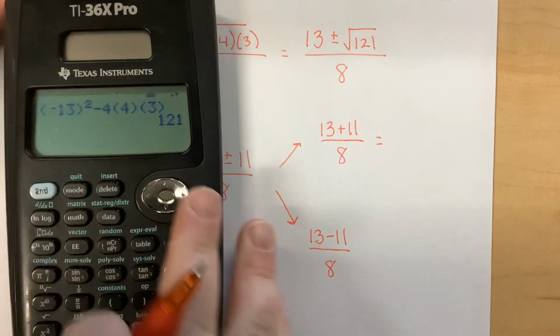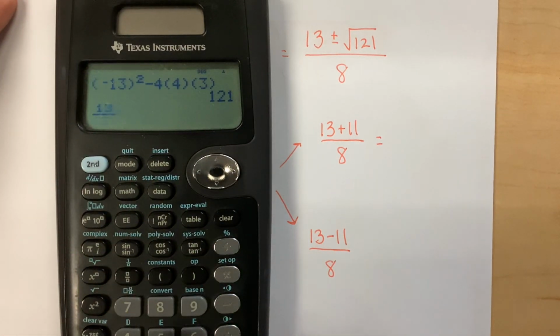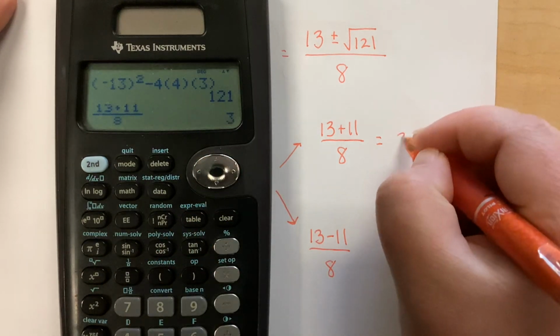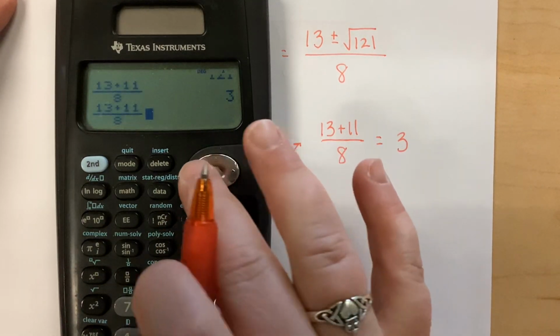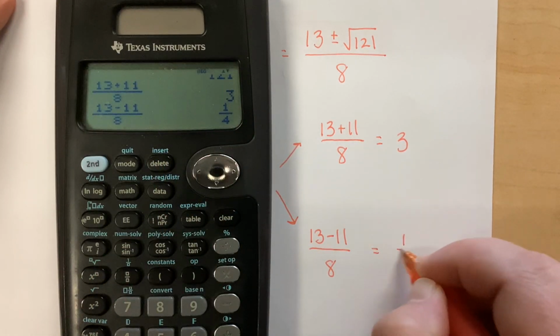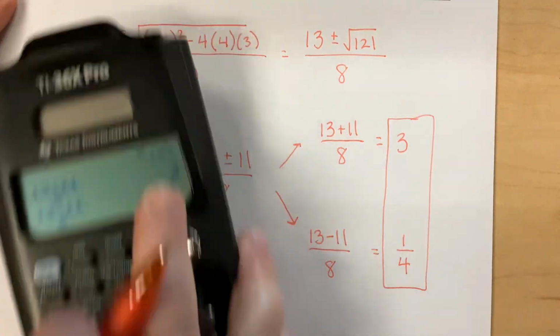Okay, for those of us that like the calculator, I personally like to put it in as a fraction and just let it do all the work. So 13 plus 11 over 8 is 3. And I'm going to copy and paste that and change it from addition to subtraction, and we get 1/4. So my two solutions are 3 and 1/4. Let's try another.